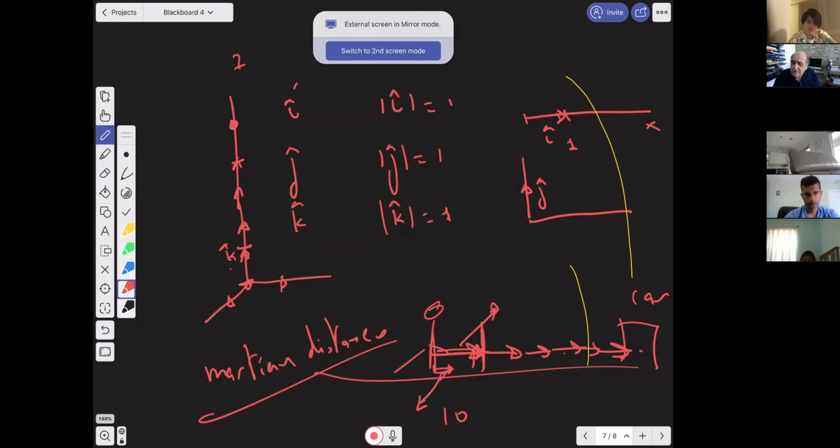Okay? So the units are sometimes confusing, but once you get used to thinking in different units, it will be very easy, very easy. Okay?